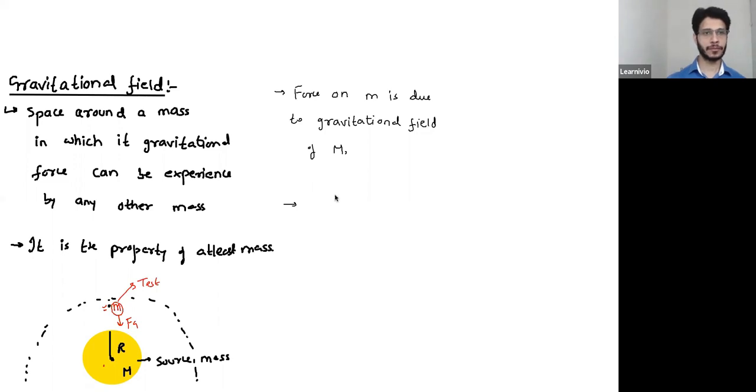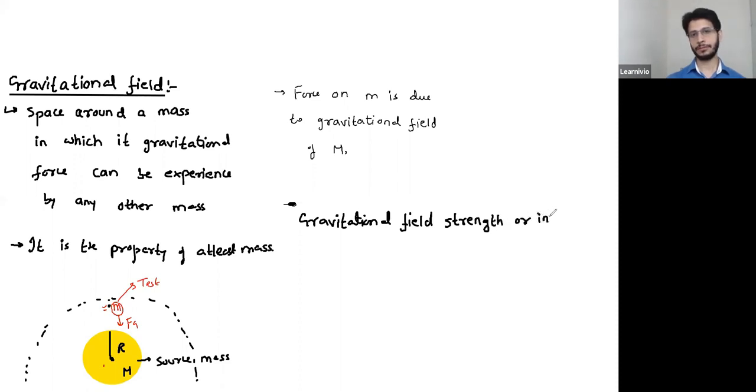Okay, so the next thing is this: this is the gravitational field. Now, how would you calculate the field? When we calculate the strength of the field, the quantity is known as gravitational field strength or intensity.